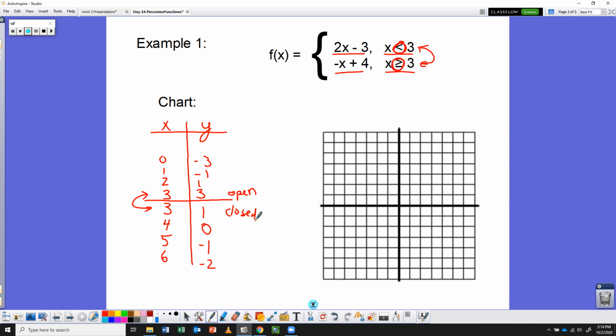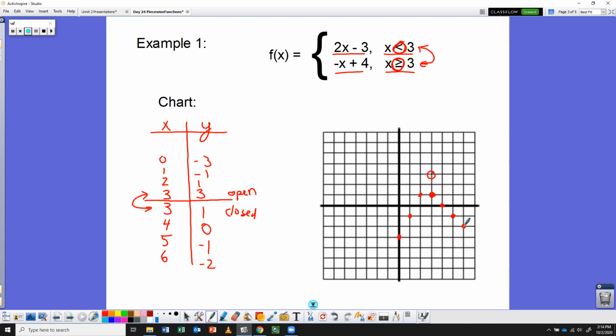Okay, so now it's time to plot all the points and draw the graph. So I've got the point 0, -3, which is right here. I've got 1, -1, which is right here. I've got 2, 1, which is here. And then 3, 3, I'm going to draw a nice big open circle. And then I also have a point at 3, 1, which needs to be a closed circle. Make it extra big so you can tell. 4, 0, 5, -1, 6, -2.